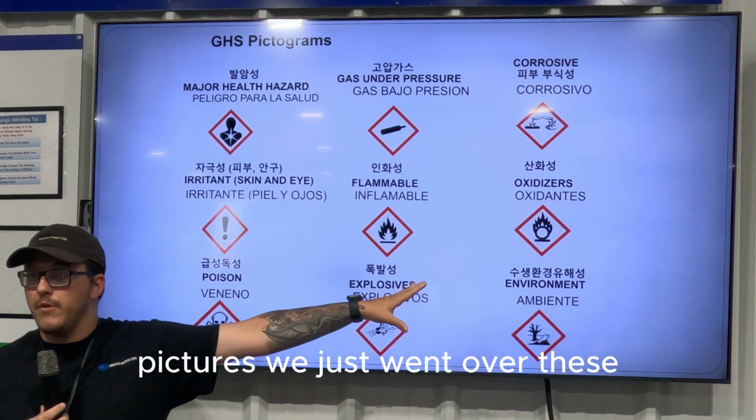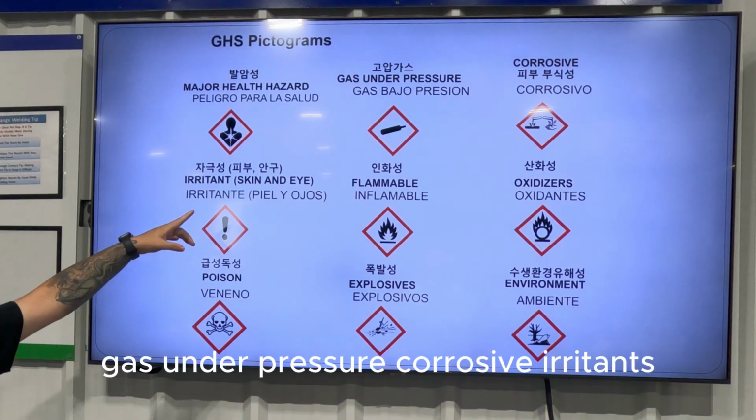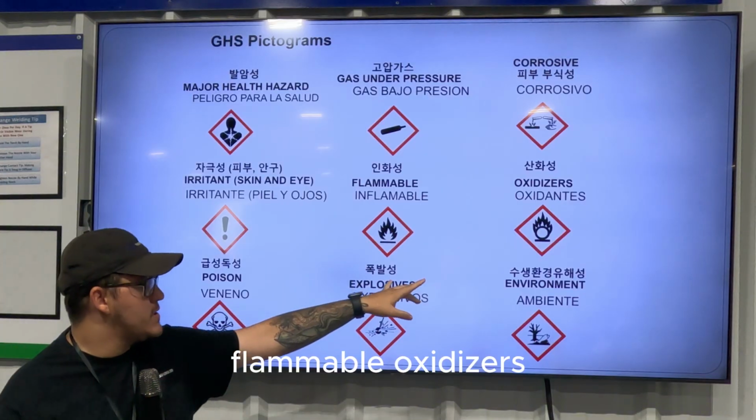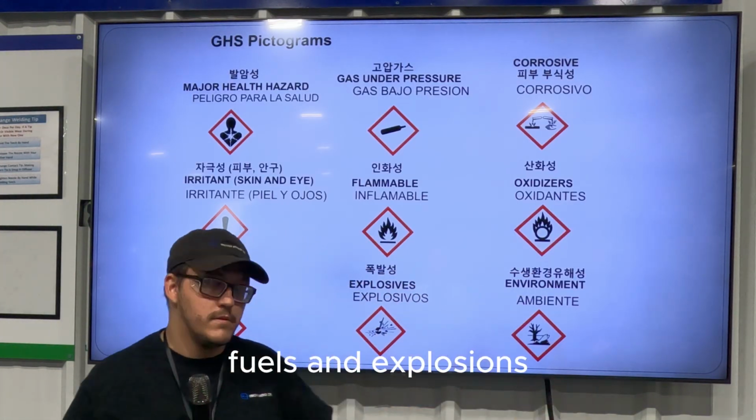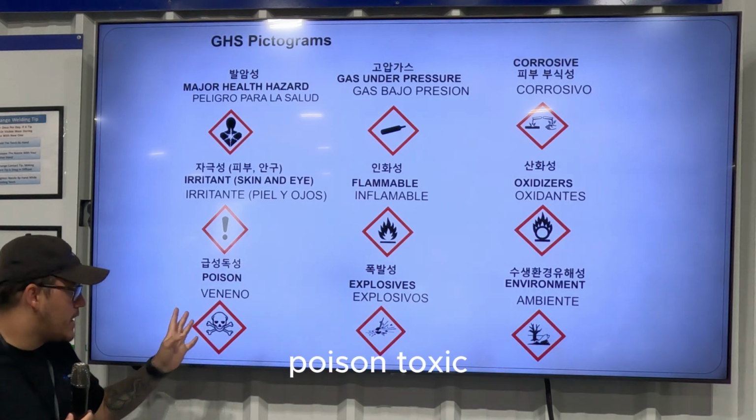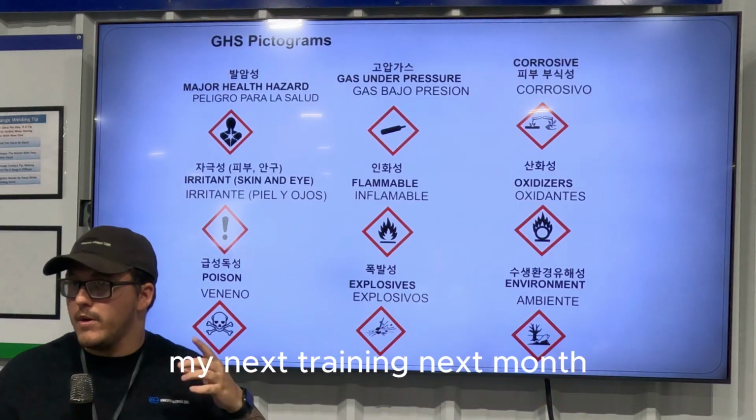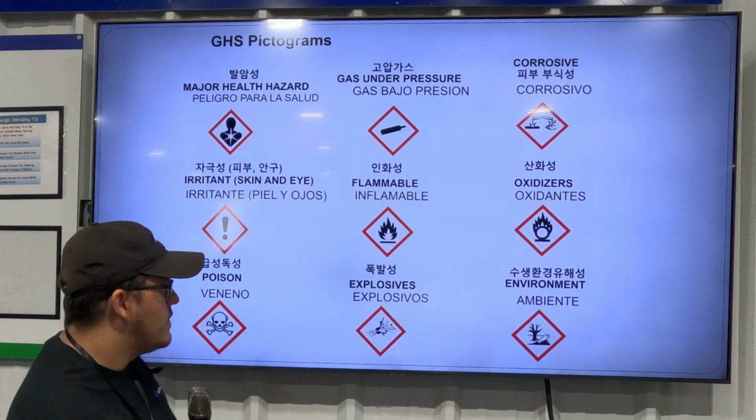Pictures. We just went over these. There's 9 of them. You've got health hazards, gas under pressure, corrosives, irritants, flammable, oxidizers. The difference between those two is oxidizer fuels an explosion. Poison, toxic, explosive, and bad for the environment. My next training next month, I'll dive more into the environment side instead of the health side.